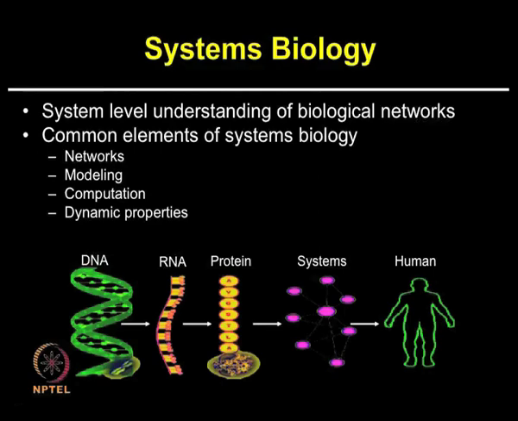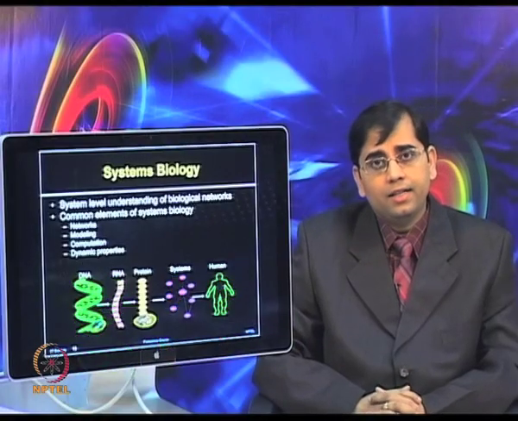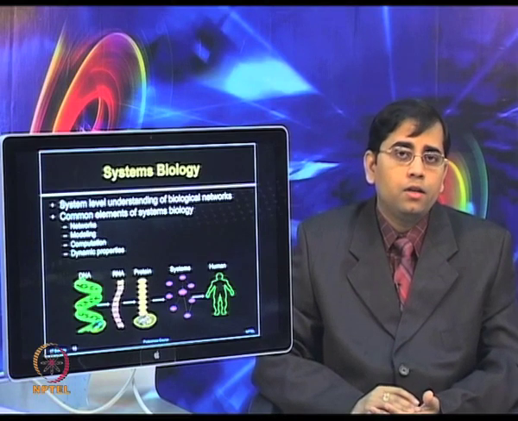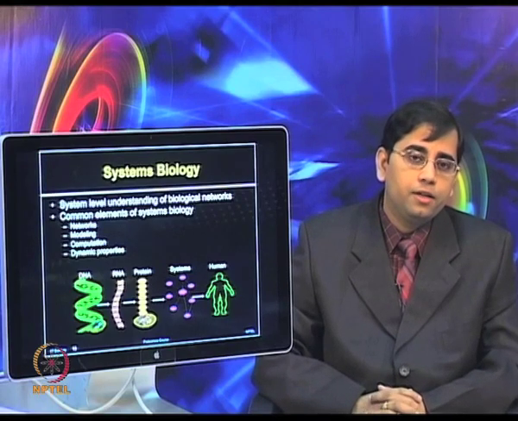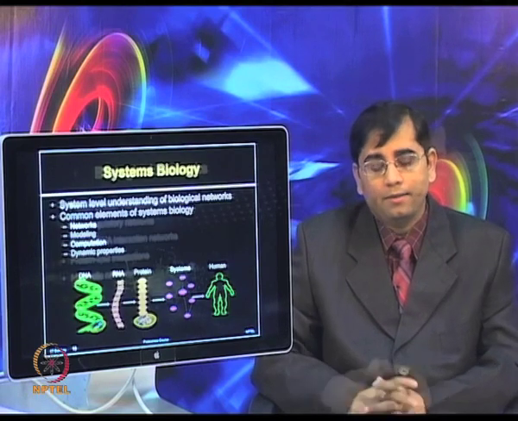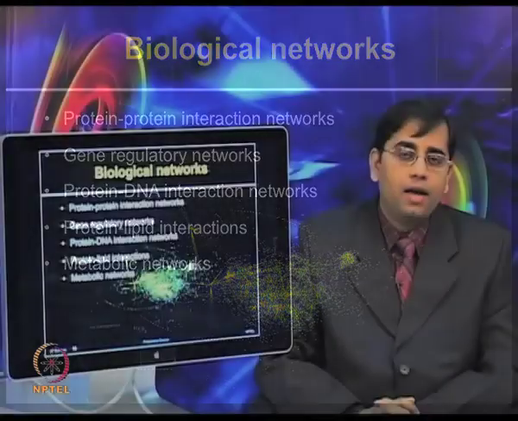The biological information is represented by the networks of interacting elements and dynamic responses to the perturbations. These networks provide insights which cannot be analyzed from the isolated components of the system. The common elements of systems biology include networks, modeling, computation and dynamic properties. The different types of biological networks are protein-protein interaction networks, gene regulatory networks, protein and DNA interaction networks, protein lipid, protein other biomolecules networks and metabolic networks.